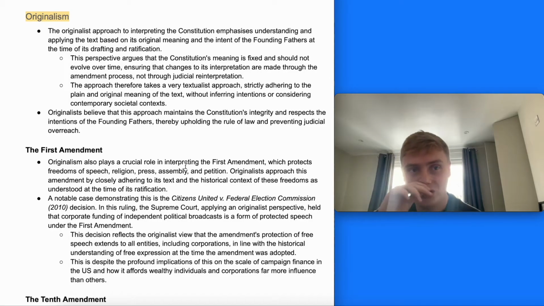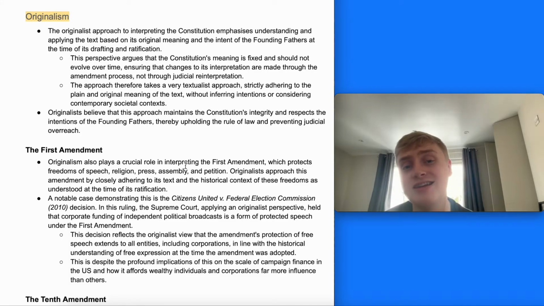In contrast to living constitutionalism, the opposite approach is originalism. And this originalist approach to interpreting the Constitution emphasizes understanding and applying the text based on its original meaning and the intent of the Founding Fathers at the time of its drafting and ratification. It argues that the Constitution's meaning is fixed and should not evolve over time, ensuring that changes to its interpretation are made through the amendment process, not through judicial reinterpretation.